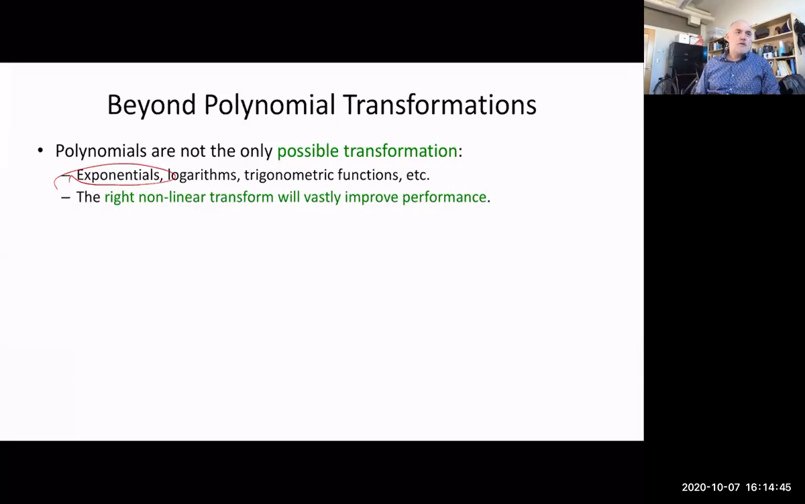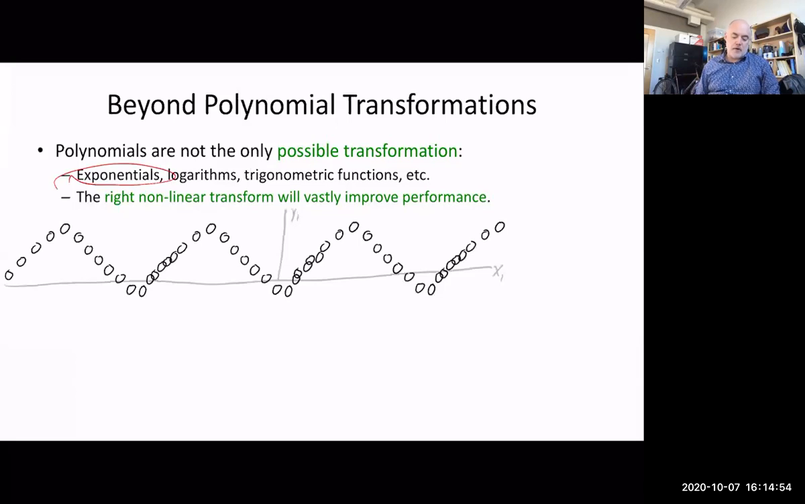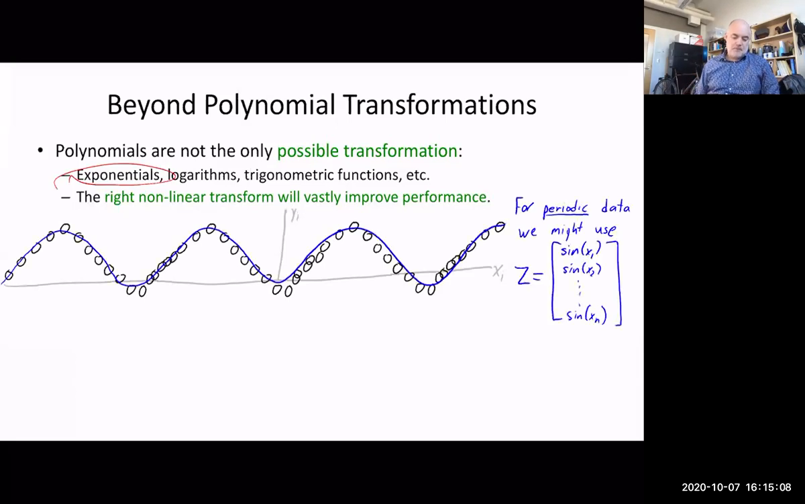And of course, choosing the correct nonlinear transformation, change of basis, can and often will vastly improve performance. So say, for instance, you have data that looks like this, as always, inputs on the horizontal axis, outputs on the vertical axis, then you probably want some sort of trigonometric basis here, right? So you might want to transform to a z that actually takes, for instance, the sine of the feature, right?